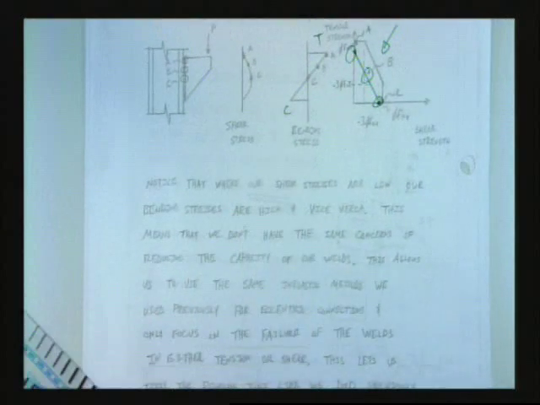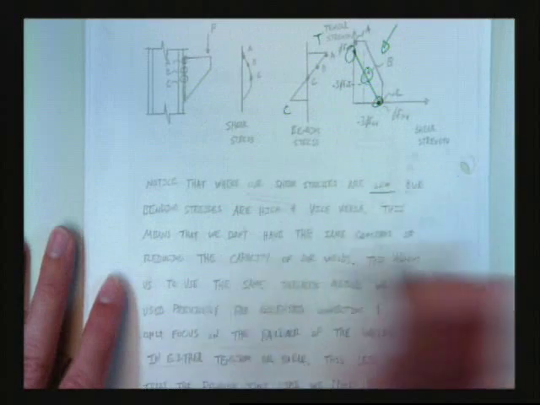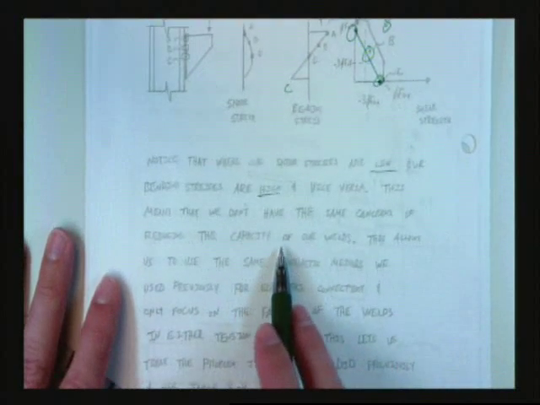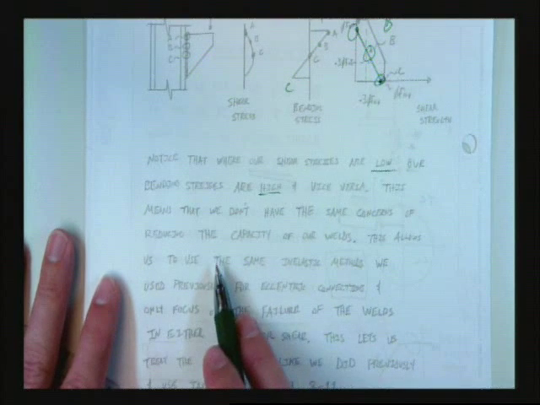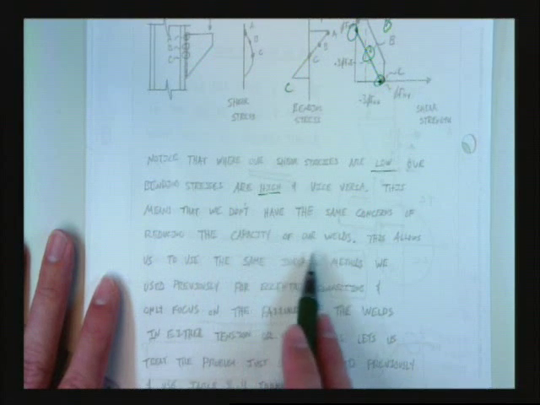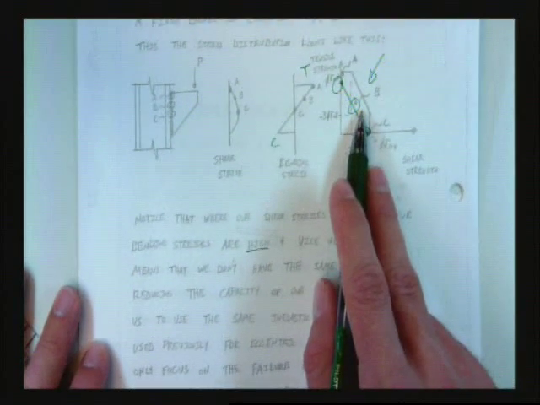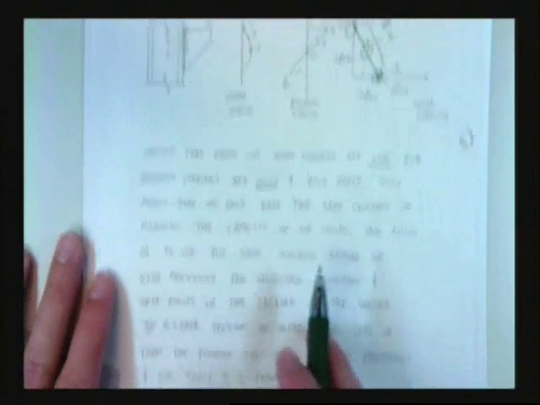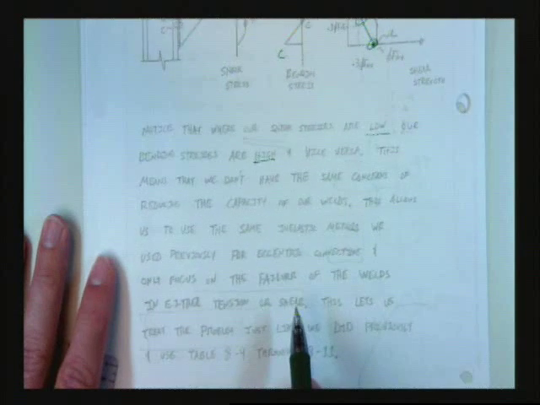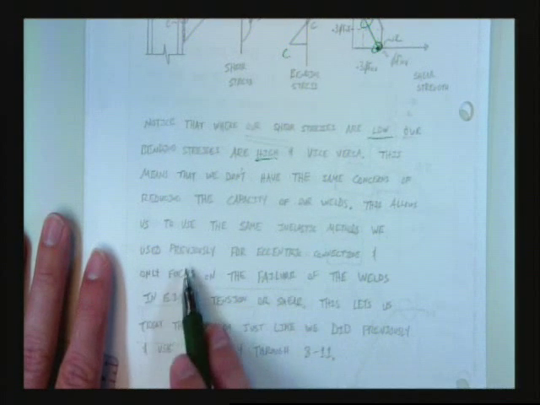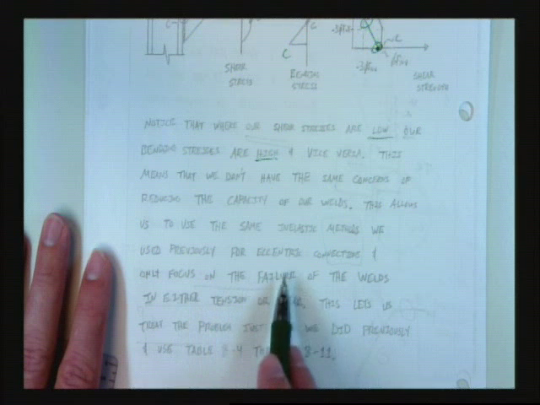Notice that where our shear stresses are low, our bending stresses are high, and vice versa. This means that we don't have the same concerns of reducing the capacity of the welds. Again, guaranteed that's going to be on the exam. This allows us to use the same inelastic methods we used previously for eccentric connections. I'm going to say that again.